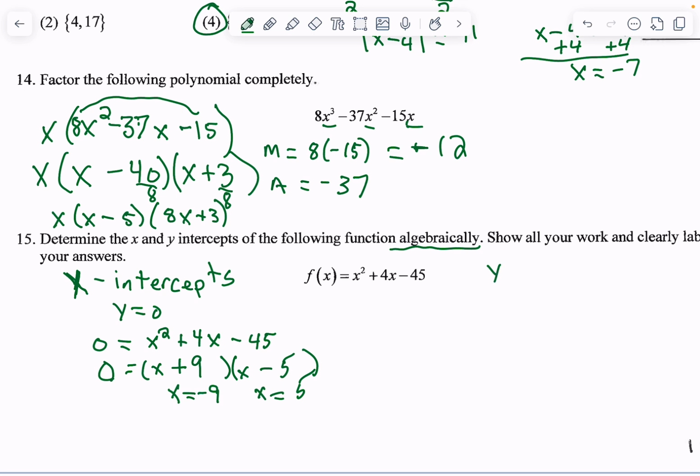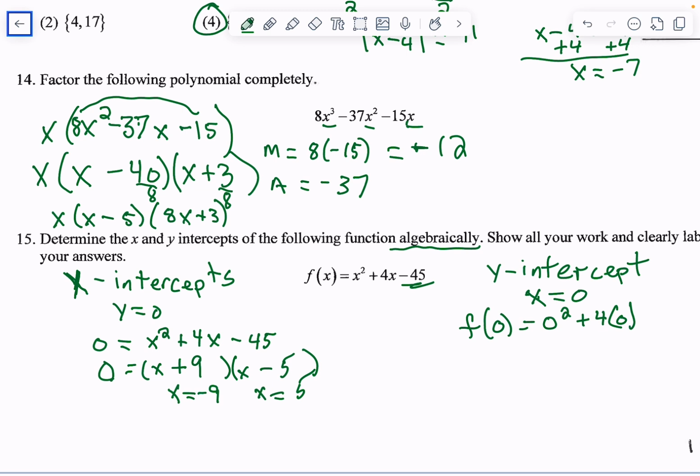The y-intercept is really kind of simple, but we'll do the algebra for it. You could tell it's negative 45. Of course, this happens when x is equal to 0. So f of 0 is equal to 0 squared plus 4 times 0 minus 45. So this is 0 plus 0 minus 45. So f of 0 is equal to negative 45. Or we can say y is equal to negative 45.